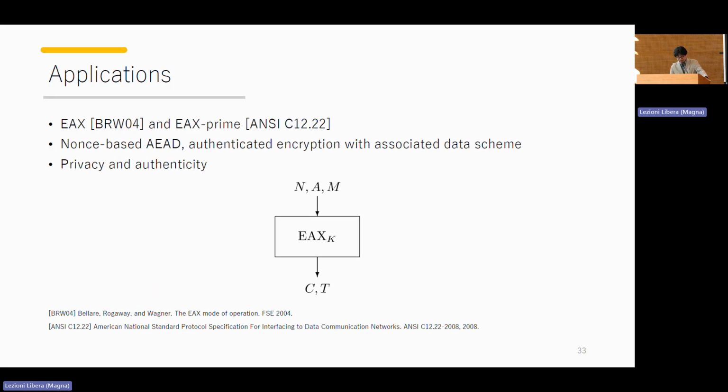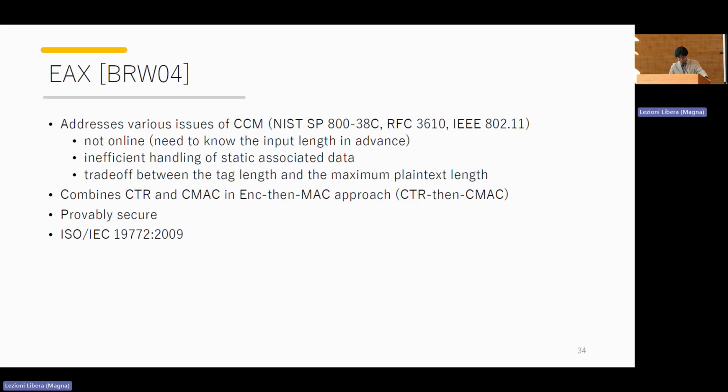There are some applications, and we will look at EAX and EAX prime. It's a nonce-based AEAD, and it achieves privacy and authenticity. EAX was designed to address various issues of CCM. This is a current NIST standard. CCM is not online, meaning that we need to know the input lengths in advance, and it is inefficient in handling of static associated data. And there is a trade-off between the tag length and the maximum plaintext length.